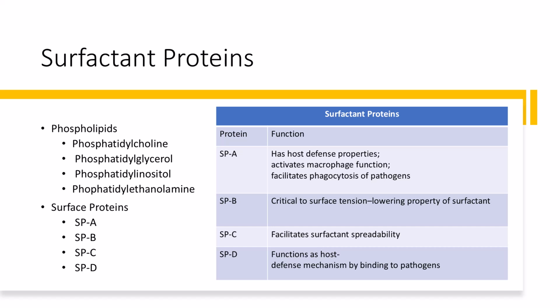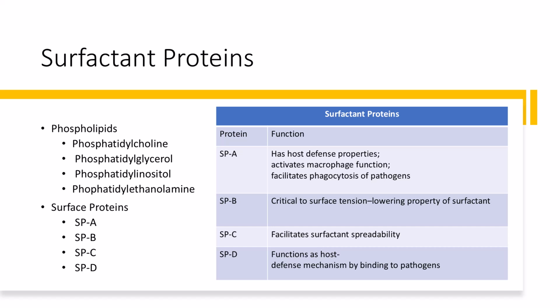These proteins are not directly involved in reducing surface tension, but play important roles in innate immunity. They help recognize and neutralize pathogens, such as bacteria and viruses, and modulate inflammatory responses in the lungs. SPA protein also plays a role in organizing surfactant lipids and proteins at the air-liquid interface, contributing to the structural integrity of surfactant.